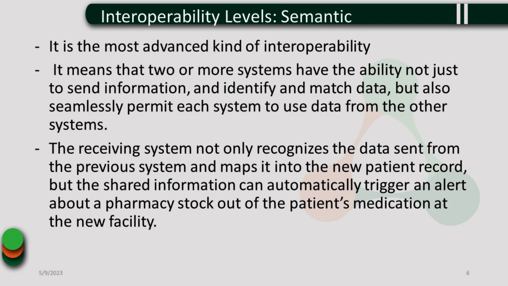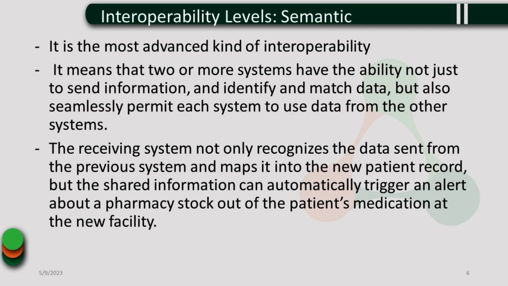Level 3, semantic, most sophisticated. The most advanced kind of interoperability is semantic interoperability. It means that two or more systems have the ability not just to send information and identify and match data, but also seamlessly permit each system to use data from the other systems. The systems must all be able to integrate and support the overall workflow of information and tasks.